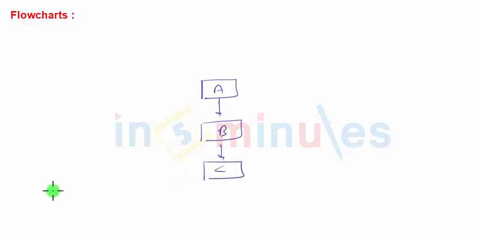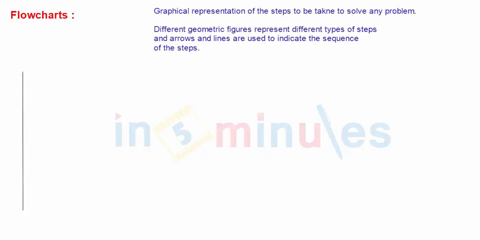Now it's common human nature to represent a big process with steps like this. We draw a box indicating step A, then a box indicating step B, then a box for step C, and so on. We go on drawing multiple steps. For example, for a big chemical process, first step, second step, third step, we draw in the form of boxes, and that is how flowcharts are drawn. So to summarize, flowcharts are nothing but a graphical representation of steps to be taken to solve any problem. They involve different geometrical figures to represent different types of steps, and arrows are used to indicate the sequence and direction of the steps.